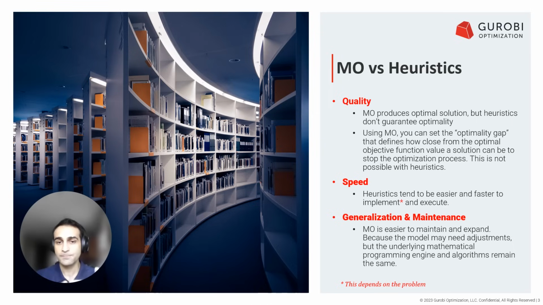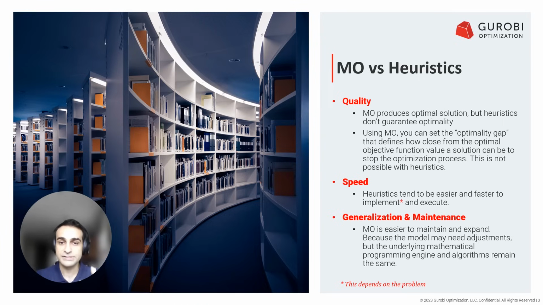The second difference is speed. When people talk about speed, they mainly refer to the execution speed or the runtime. Heuristics tend to have a faster runtime, but there is another speed to consider. How fast can the solution be implemented? Again, in this case, heuristics are usually easier and faster to implement as well, but there is an asterisk here. When the problem becomes complicated, developing custom heuristics can take even longer than writing MO. So take that faster implementation speed with a grain of salt.